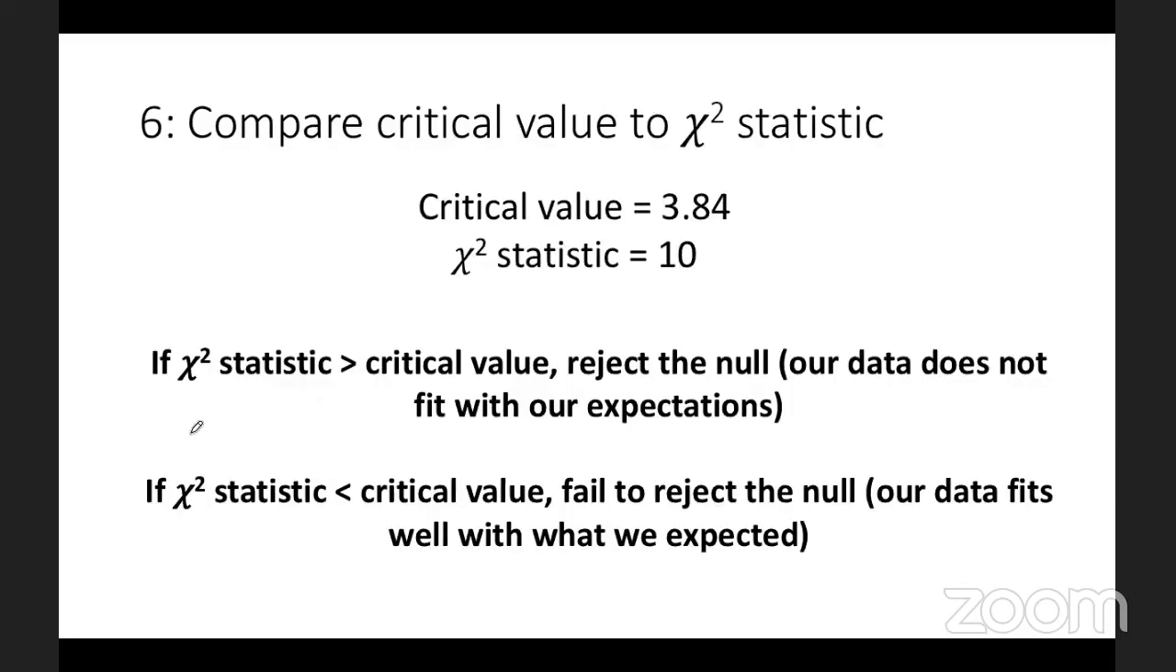And there are a couple of parameters. So this you need to memorize. So this should be memorized. If your chi-squared statistic is greater than your critical value, we reject the null. And basically that means our data does not fit with our expectations, right? If our chi-squared statistic is less than our critical value, we fail to reject the null. In other words, our data fits well with what we expected.